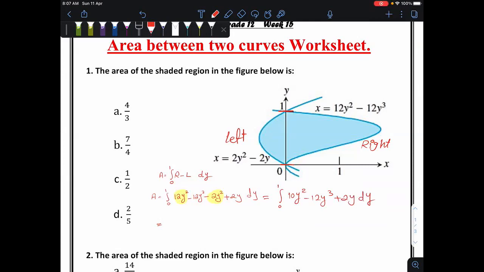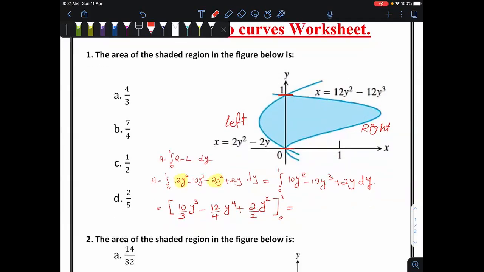The next step is to integrate: 10, add 1 to the exponent and divide by the new exponent, so y to the power of 3 over 3, minus 12 over 4 y to the power of 4, plus 2y squared over 2, from 0 to 1. Substitute by 1 only, guys. Why do we omit 0? Because we have y in all terms, so substituting 0 gives 0.